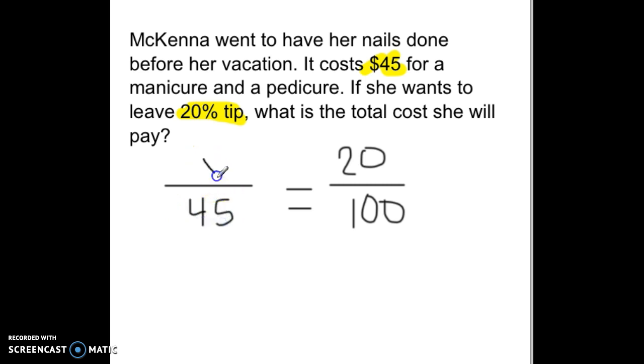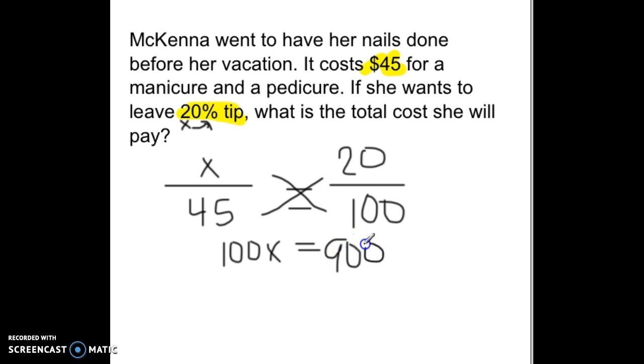And what are we trying to find out? What is X? Well, X is our tip. So when we're trying to figure out what X is, it's that 20% tip we want to leave. Now once again, we're going to do our little cross multiplying thing. We know that cross products are equal, so we get 100X equals, and I'm not going to lie, I am using a calculator, 20 times 45 equals 900. So it's going to be 900.